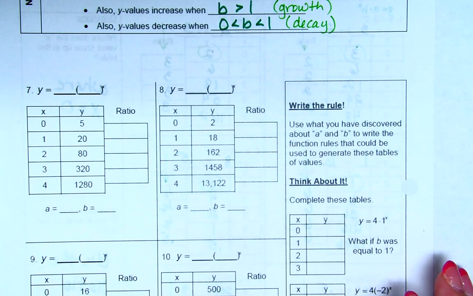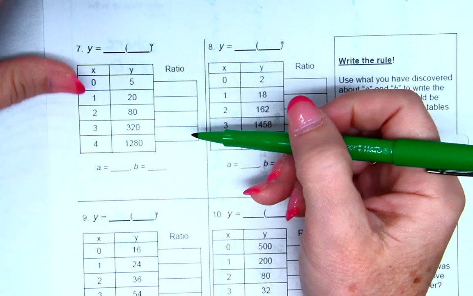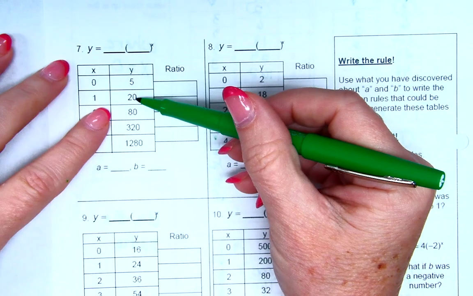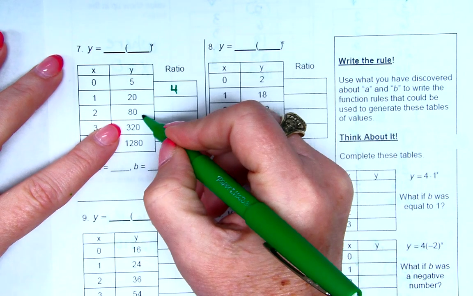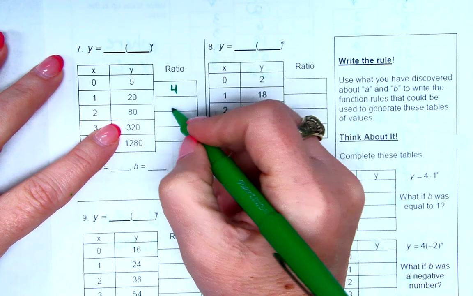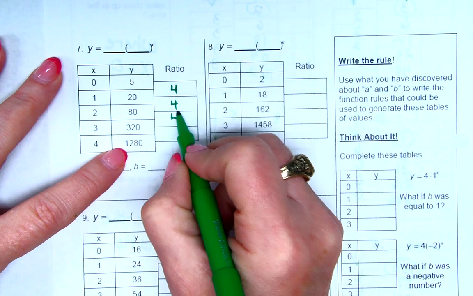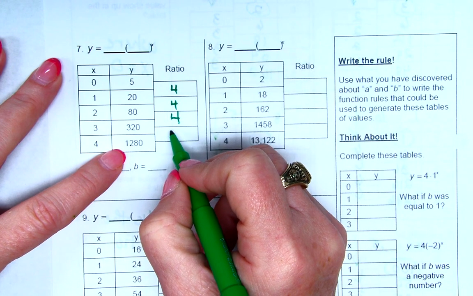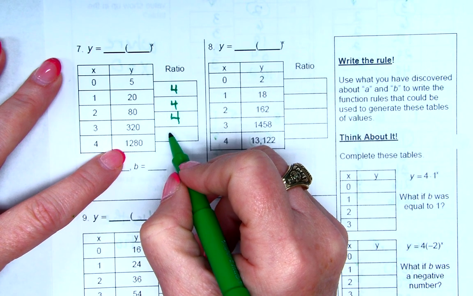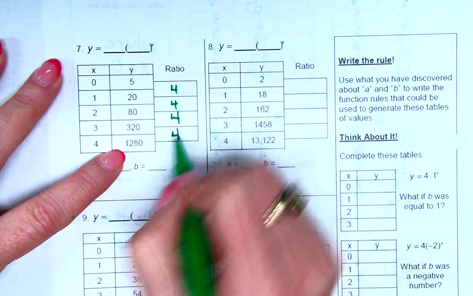Can you go backwards? Yes. Okay, what's 20 divided by 5? 4. What is 80 divided by 20? 4. 320 divided by 80? 4. 1280 divided by 320? You didn't even do that. I didn't see anybody punch that in your calculator. We see the pattern. We saw the pattern.